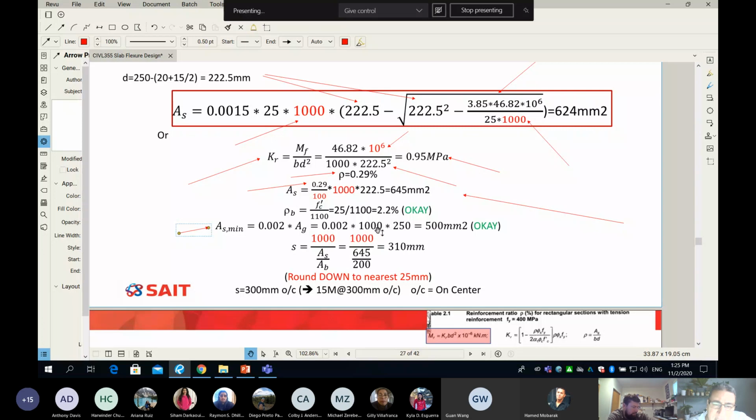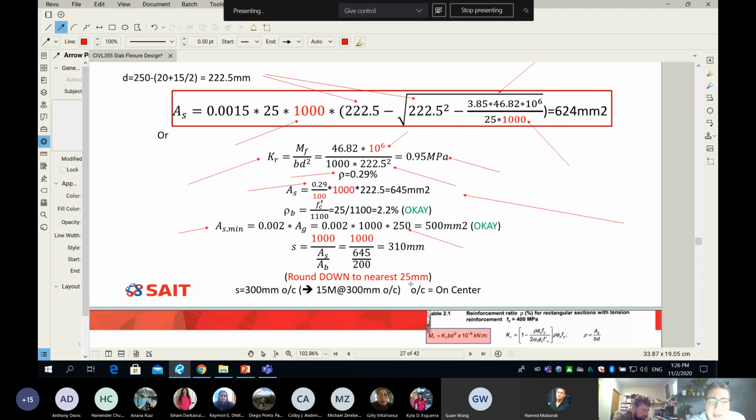So 2 per 1,000 multiplied by the width of the beam or the design strip, 1,000. And remember, this one is your H, 250, and not the D. This number is the H, not the D. Which means the code is asking us to put 500 millimeter square minimum. Are we okay? Yes, of course we're okay, because simply I go 645, and that's why I'm above the minimum. So you can see I'm above the minimum, below the maximum.